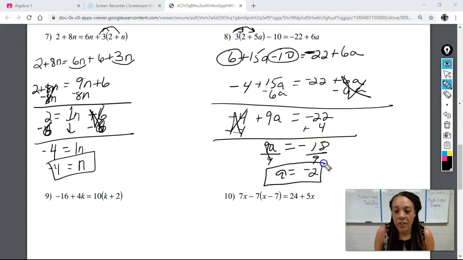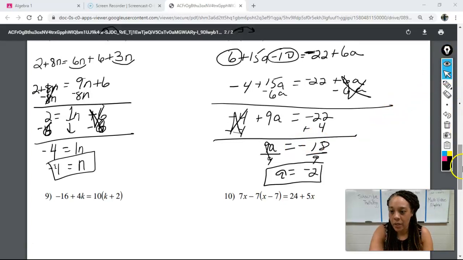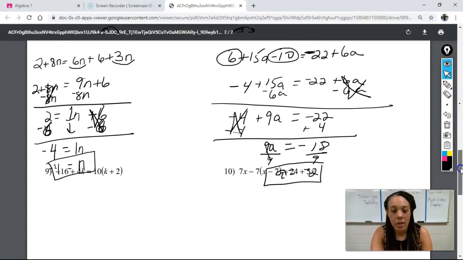And again, I got a negative 2 answer because when I divided, one term was a positive and one term was a negative.